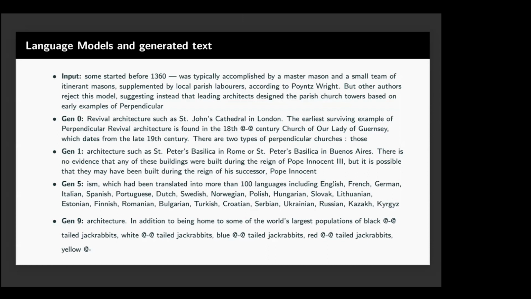nonsensical. By generation 5, it starts producing just a list of languages, and by generation 9, it just repeats black-tailed rabbits, white-tailed rabbits, blue-tailed rabbits. And the worrying thing is, this is not just an example out of context, right? This happens for every single example that we posed for the model to continue. It would always start repeating almost the same nonsense over and over again. And the reason is that it believes that content to be high probability. It starts forgetting about the tails of the distribution.